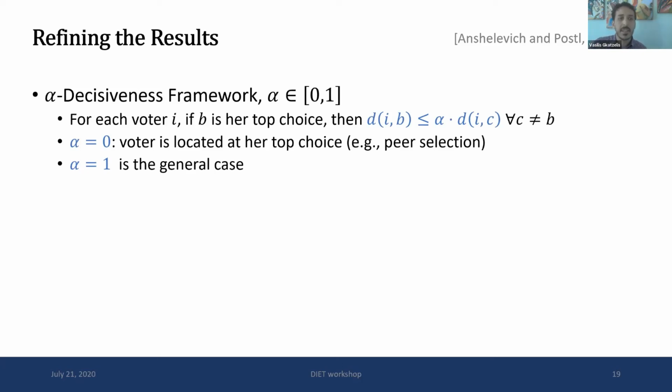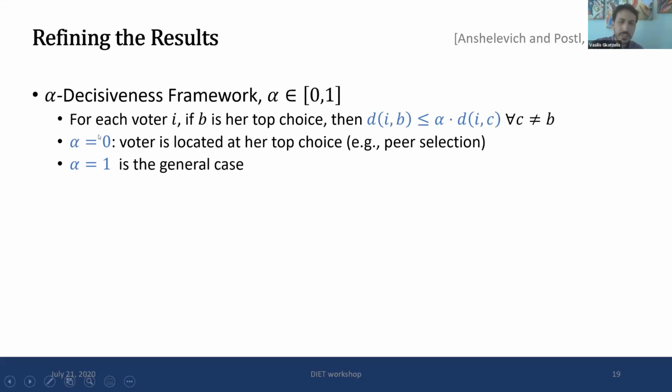In fact, this framework parameterizes this and says, let's consider instances where, for each voter i, if B is her top choice, then her distance to B is less than or equal to alpha times her distance from any other candidate C, where alpha is less than or equal to 1. So if alpha is smaller than 1, that implies you are more decisive, you have a stronger preference for your top choice.